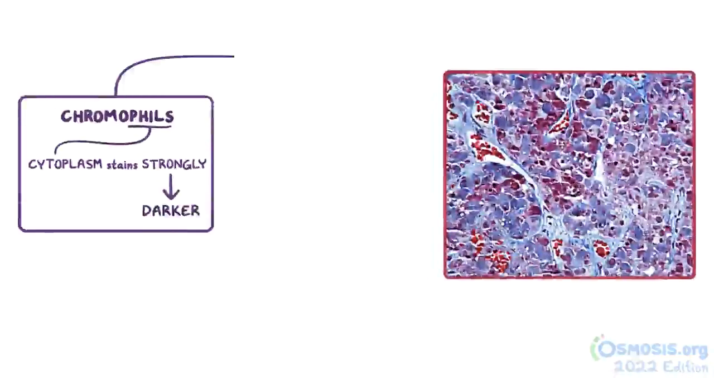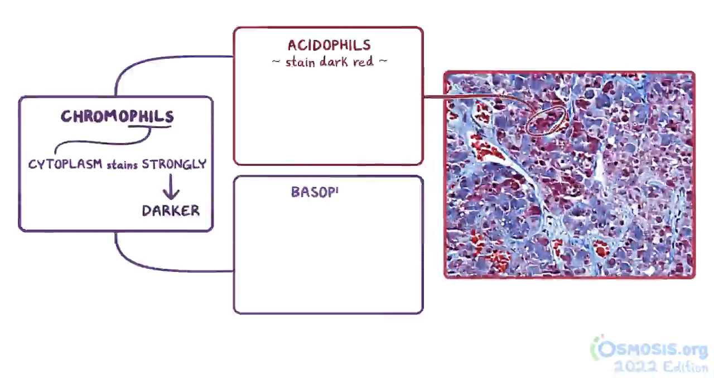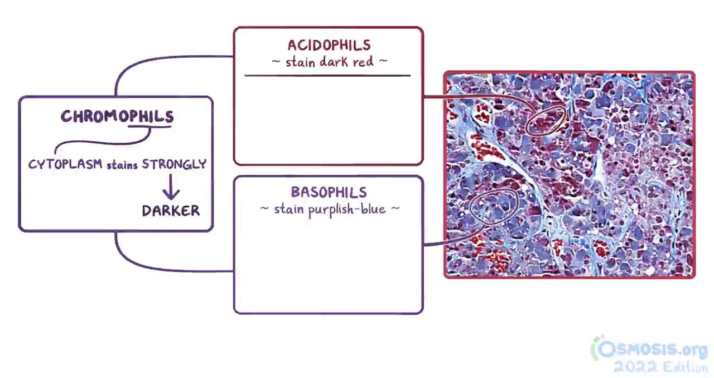The chromophils can then be divided into acidophils that stain dark red, and basophils that stain purplish blue due to their affinity for acidic or basic dyes, respectively. Acidophils consist of somatotrophs and lactotrophs. Therefore, they're responsible for secreting growth hormone, or somatotropin, as well as prolactin.